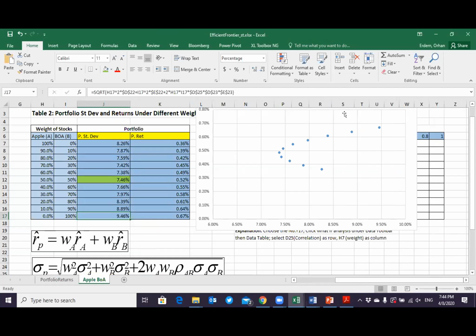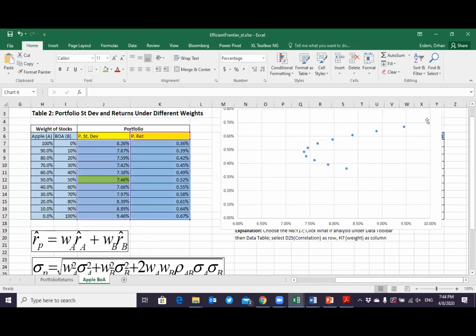Okay, so once again, maybe I should give some names here. So this is A, B, C, D, E, F, G, H, I, J, K, okay? This is point A, which means that we invest 100% in Bank of America, 0% in Apple. This is point A.